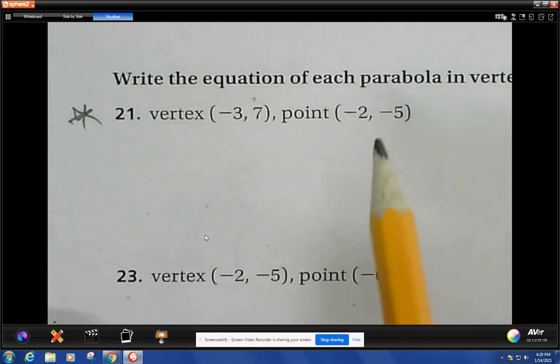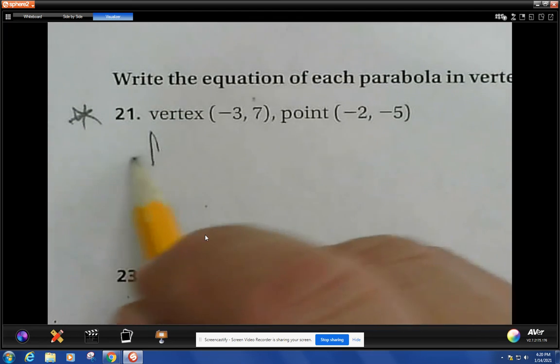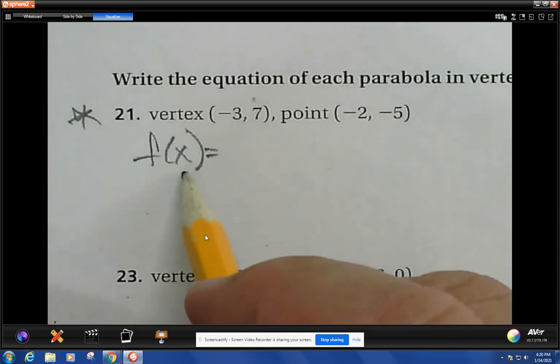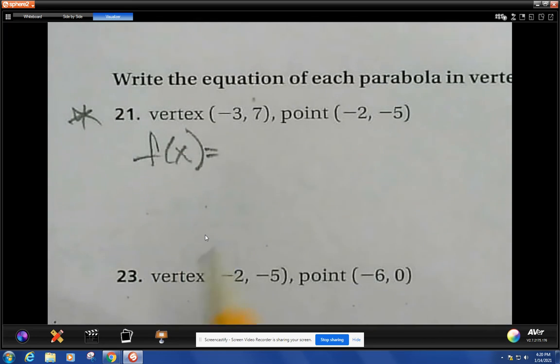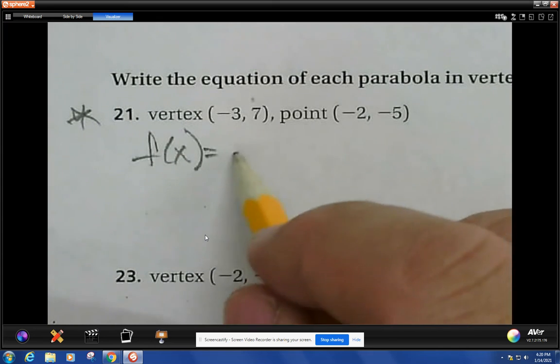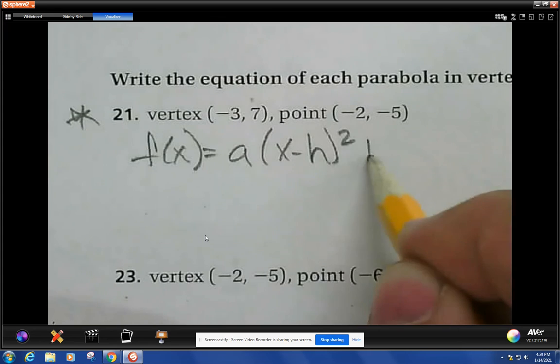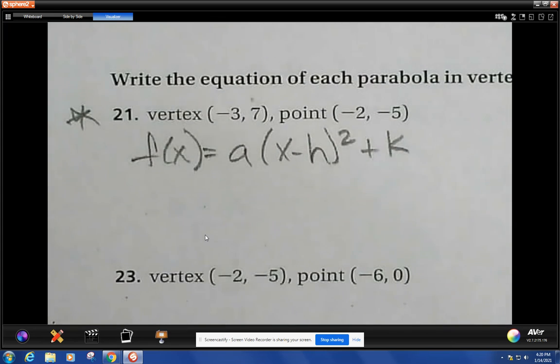So what I'm going to do right now is go ahead and write out our form one more time. f of x, I'm using that this time instead of y, just to let you know that you can use that interchangeably, equals a times x minus h squared plus k, okay? And we're going to try to fill in everything that we can possibly find in this equation, okay? So f of x is the same thing as y.